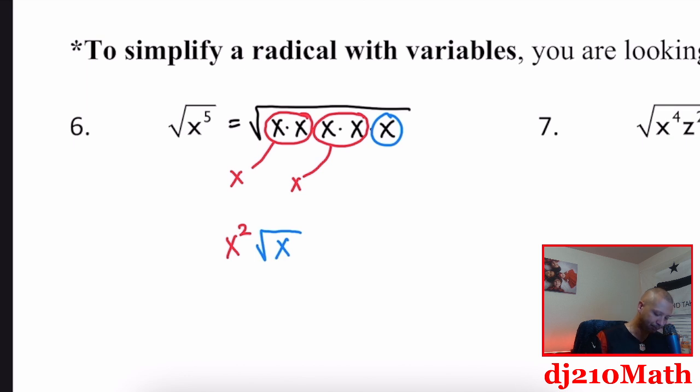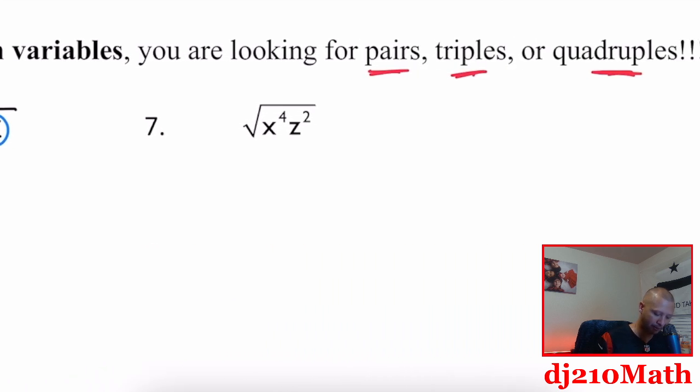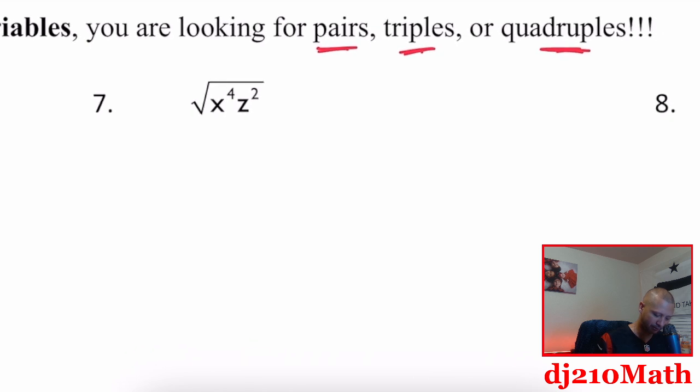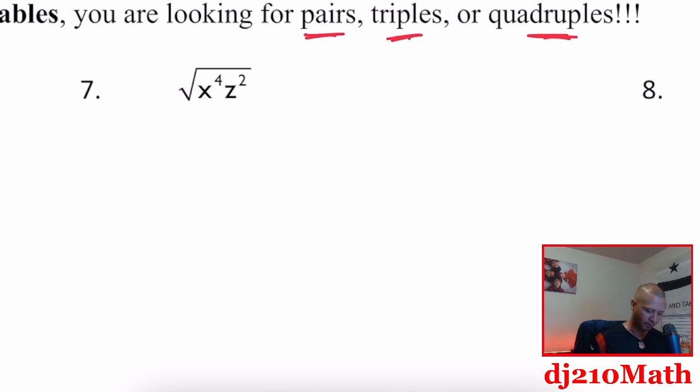Yeah. So, well, let's try the next one. Maybe it'll make more sense. So x to the 4th and z squared. So remember, there's 4 x's here, but I can only take them out in pairs. So I'm taking 1x, 2x. 2 x's are coming out, because I'm bringing out 2 sets of pairs.